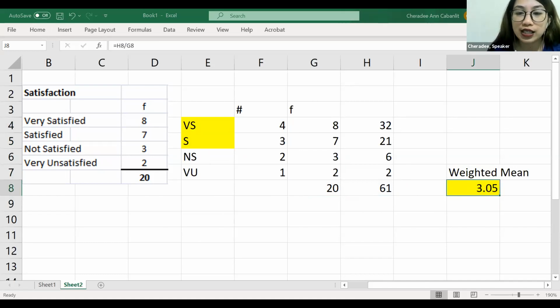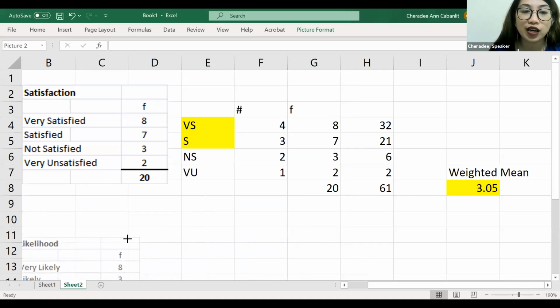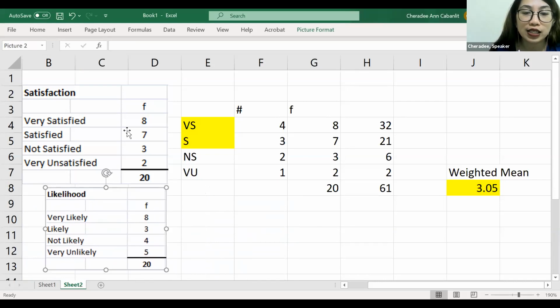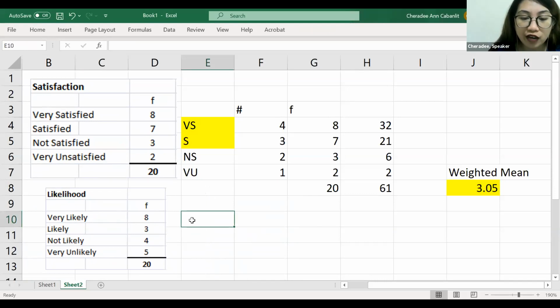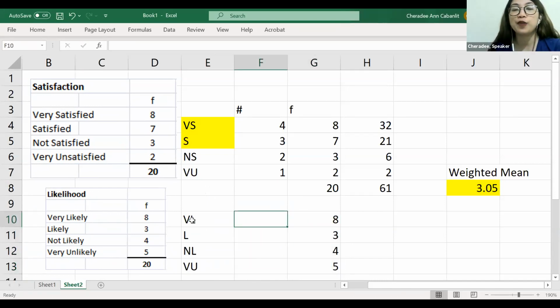Next, how about this one? For the likelihood. Same with the likelihood, you assign numbers again. This is based on the likelihood that they are going to buy new chocolate bars. So we have very likely, likely, not likely, and very unlikely. We have frequencies 8, 3, 4, and 5. And then you assign a numerical value to very likely. Let's say the higher the number, the better again.